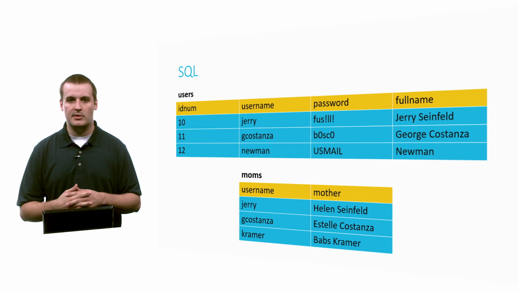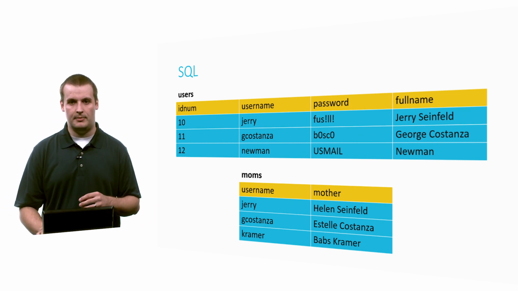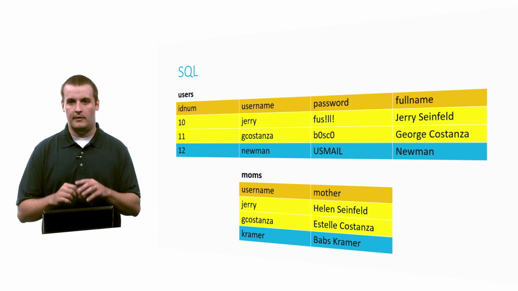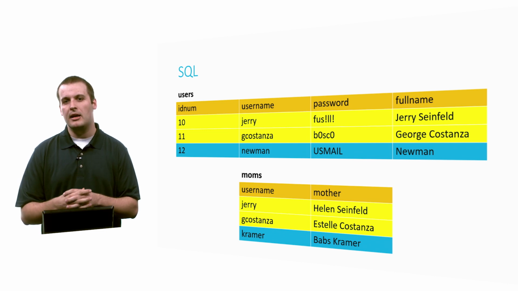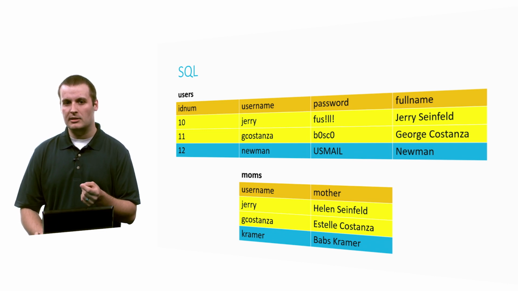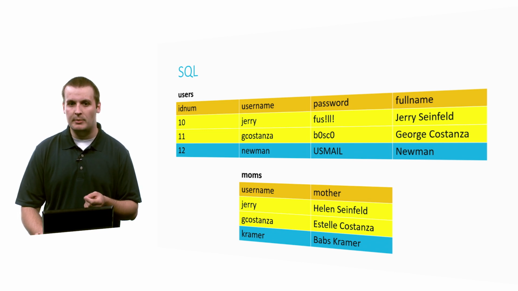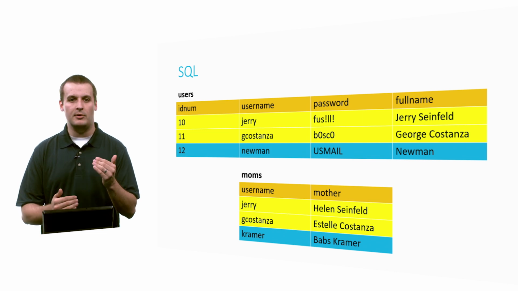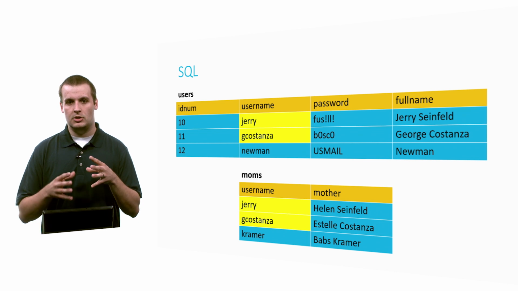So here are the tables we had before. This is the state of our database as it exists right now. The information we're extracting is this to start with. This is the new table we're going to create, combining these together. And notice we're not highlighting Newman's row in the users table, and we're not highlighting Kramer's row in the moms table because neither one exists in both sets, in both tables, right? The only information that is in common between them is Jerry is in both tables, and G.